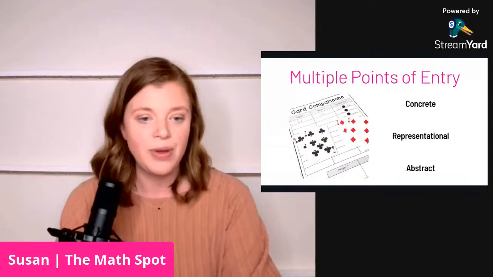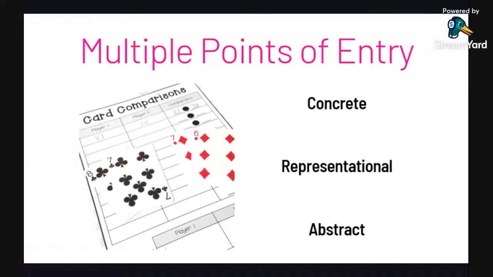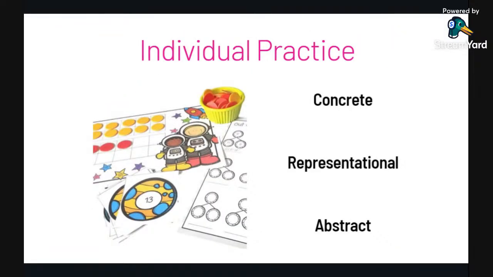So another way we can use this concrete, representational, and abstract, this CRA framework to differentiate instruction is when it comes to our students' individual practice. Okay? So in this activity you see here, this would be for kindergartners or maybe first graders who are needing review on that kindergarten skill of understanding teen numbers. So students are given a number, in this case 13, and then a double 10 frame, and they were asked to build that number so that they can see that teen numbers are a 10 and some ones.